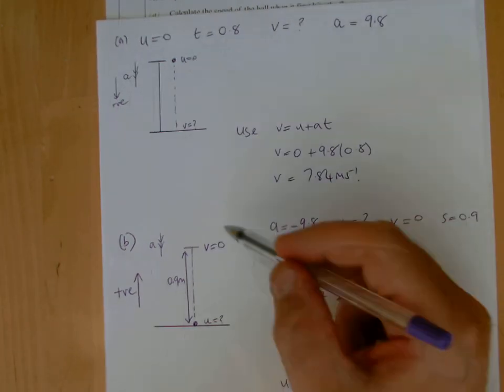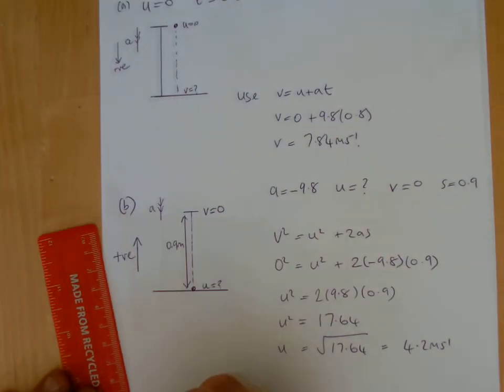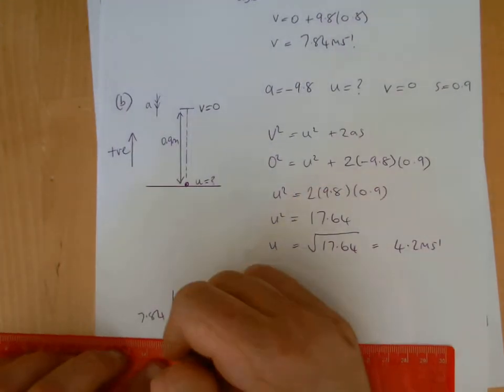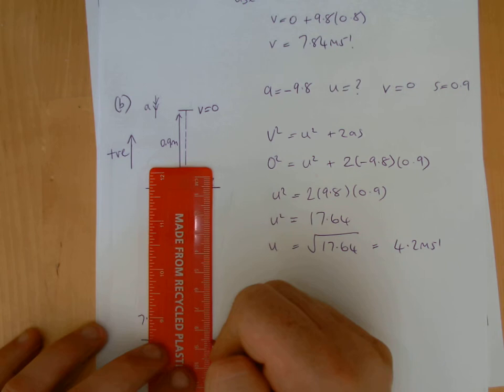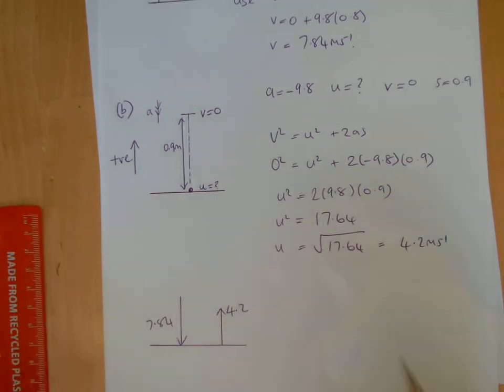So it hits the ground at 7.84, it loses energy in that impact, and it bounces off at a speed of 4.2.